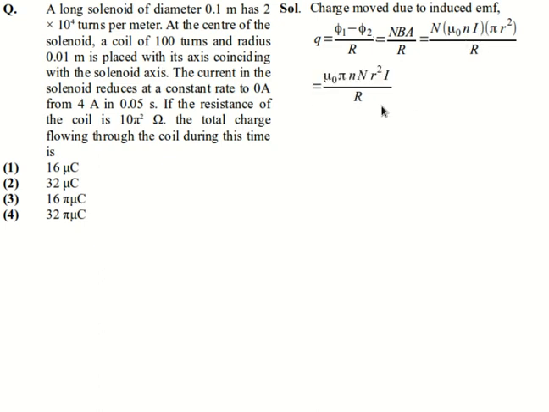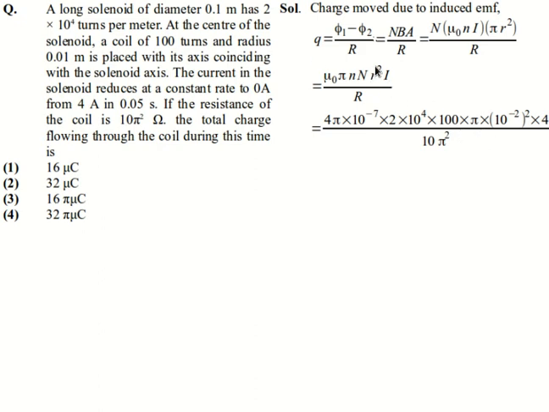Now we fill in the values whatever are given. First we write down the formula, that is mu naught pi n into capital N into r square into I by R, that is after rearranging this. Now we fill in the values. Mu naught can be written as 4 pi into 10 to the power minus 7. Then pi we keep as such here. Small n is the number of turns per unit length, which is 2 into 10 to the power 4. We write down like that, and then capital N is 100, so we fill that value here.